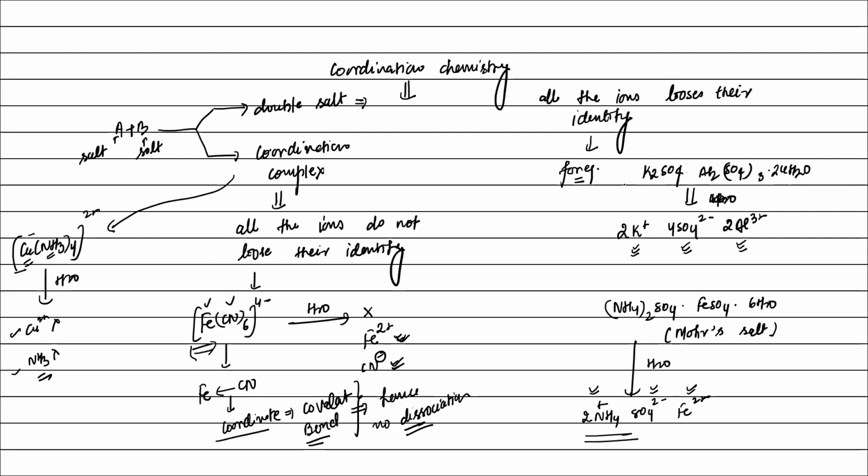Bonding in these double salts is ionic. That's why they undergo dissociation. Bonding in coordination complexes is coordinate bonding. That is, it is a kind of covalent bonding. It means there is sharing of electrons between two species. That is why they do not dissociate in polar solvent. It means they retain their identity even in a particular solvent, unlike double salts, in which all the ions lose their identity when they are dissolved in a particular solvent. Is it clear?